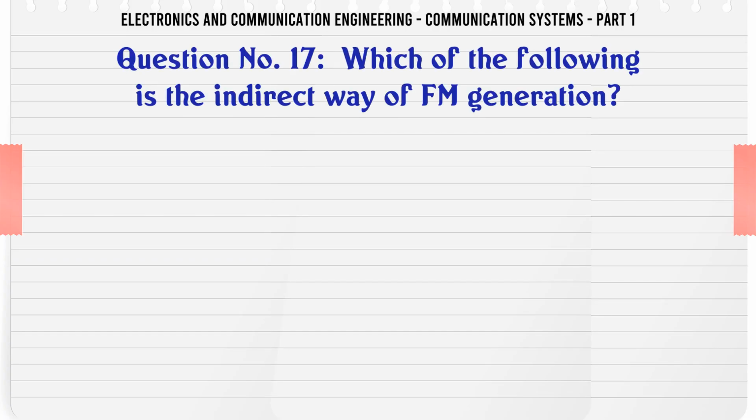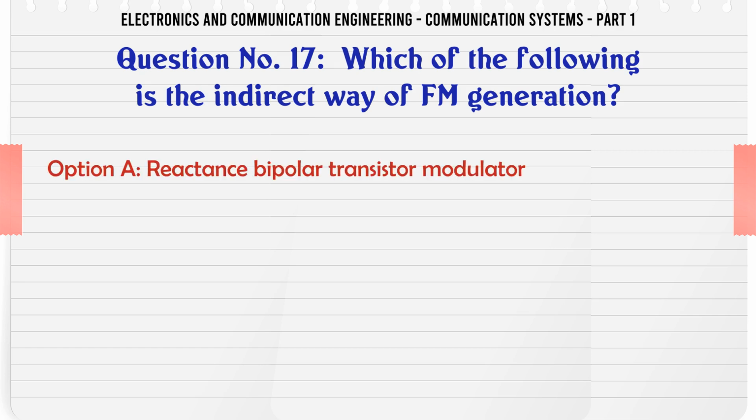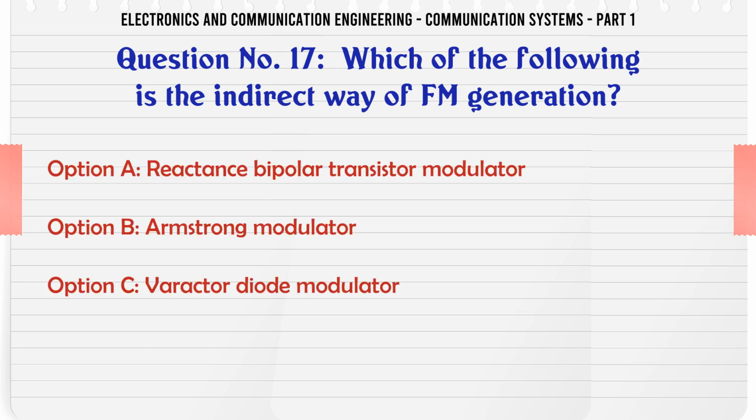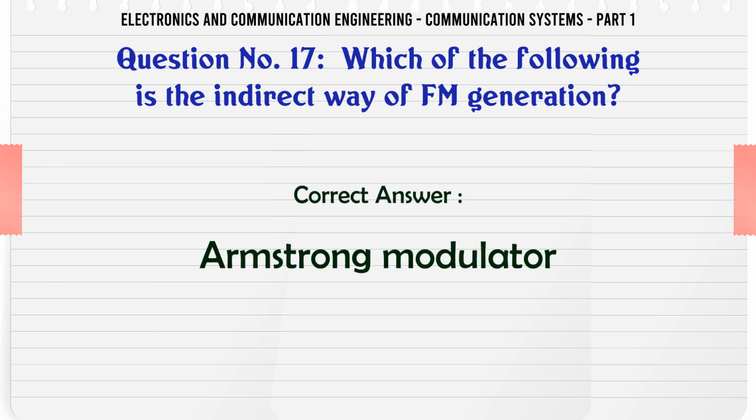Which of the following is the indirect way of FM generation? A. Reactance bipolar transistor modulator. B. Armstrong modulator. C. Varactor diode modulator. D. Reactance FM modulator. The correct answer is Armstrong modulator.